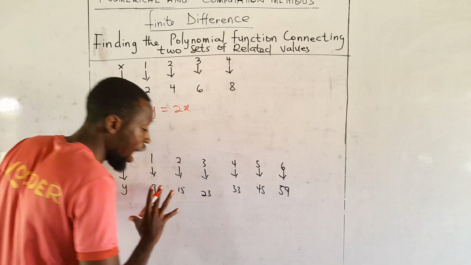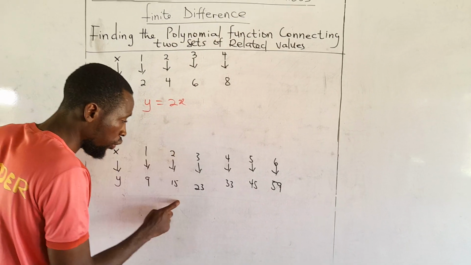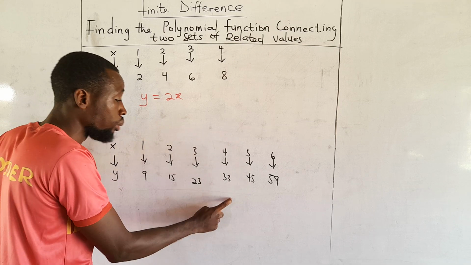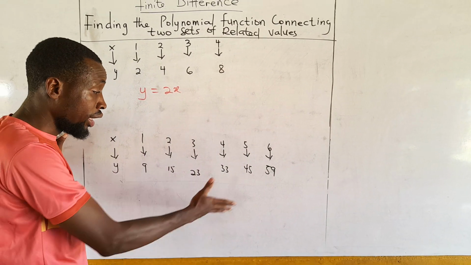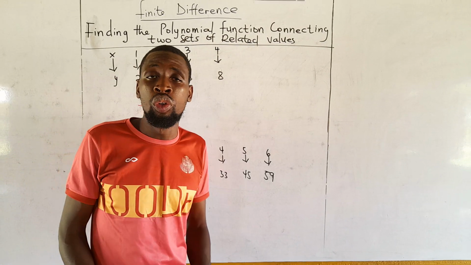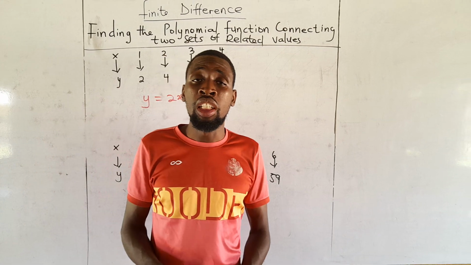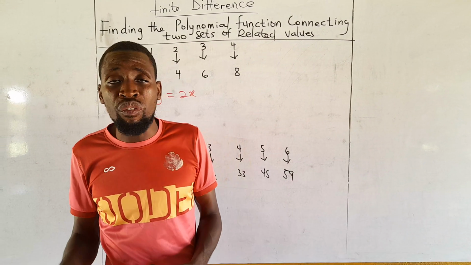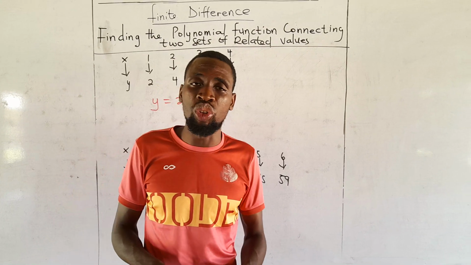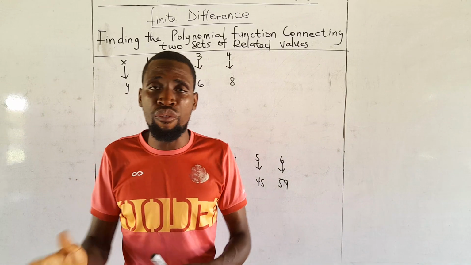What if we have this set of values, where 1 maps to 9, 2 maps to 15, 3 maps to 23, 4 maps to 33, 5 maps to 45, and 6 maps to 59. Can we easily find the rule? No. However, anytime we are faced with such situations, finite difference comes in to help us find the polynomial function that connects those two sets of values. So our idea is to just construct a difference table.